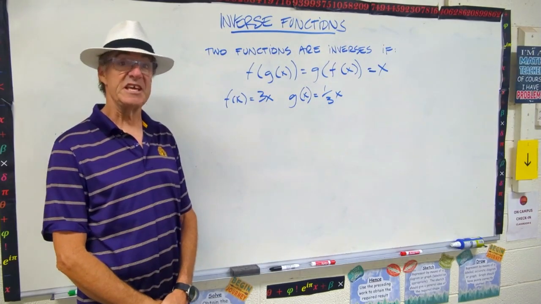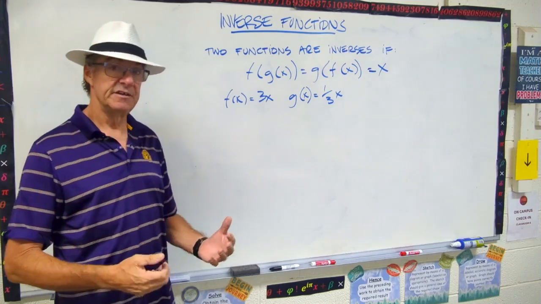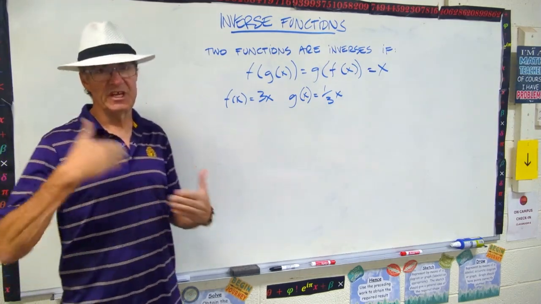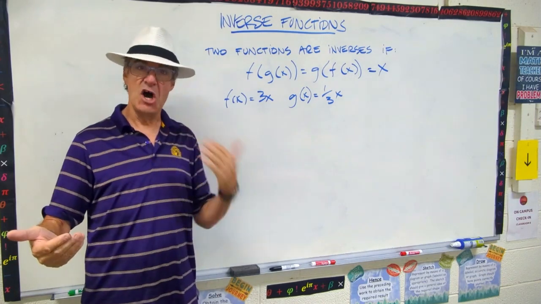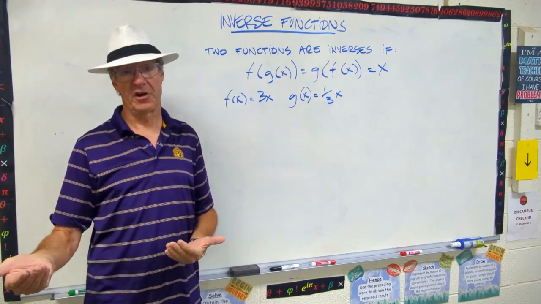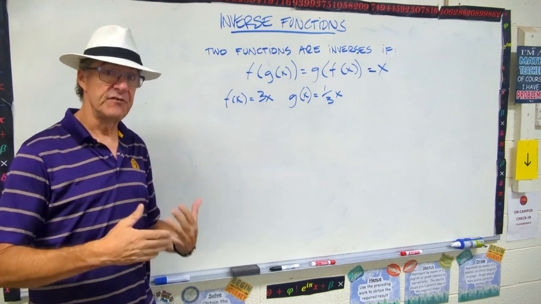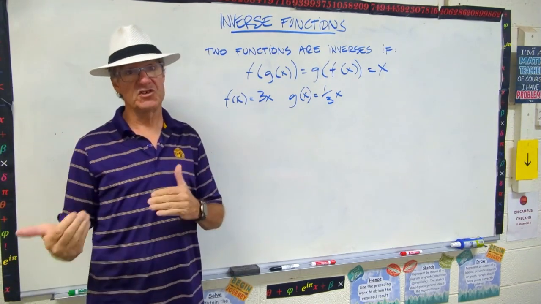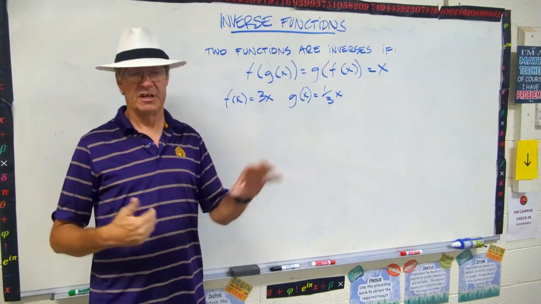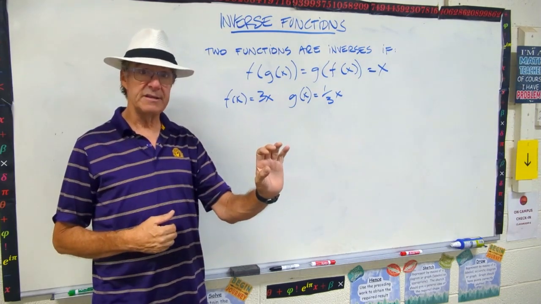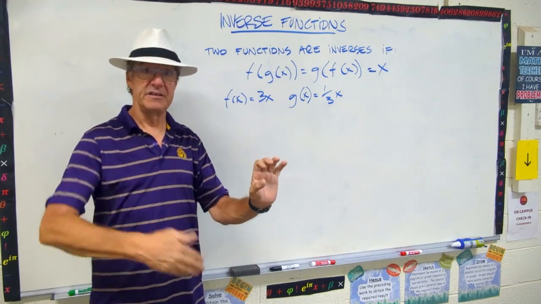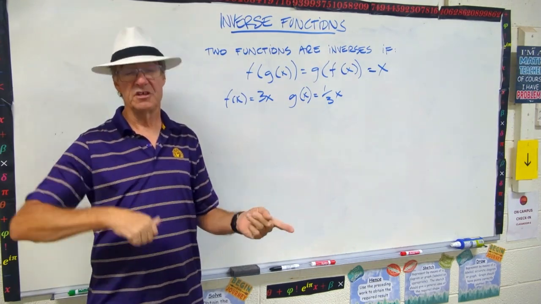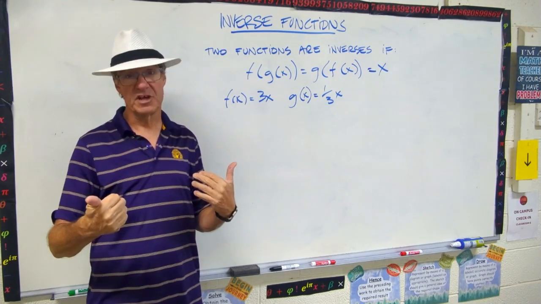Today's lesson covers inverse functions. Now this is an interesting idea. One function is an inverse of the other if it undoes what the other one started. This is kind of like inverse operations. You remember that multiplication and division are inverse operations. If you take any number, multiply it by 5, then divide it by 5, you're back where you started.